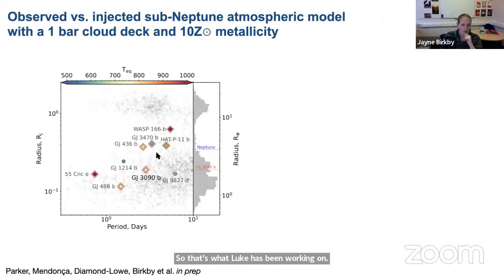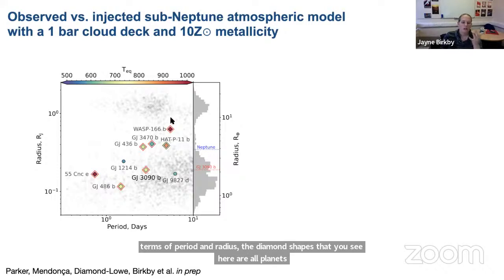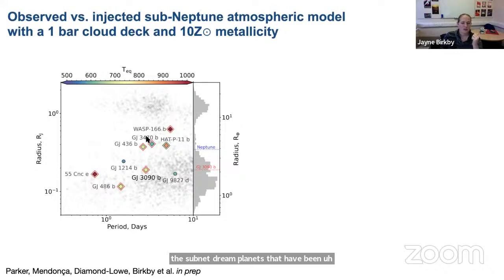So we're looking at GJ 3090. We're just showing here, in terms of period and radius, the diamond shapes that you see here are all planets, the sub-Neptune planets, or things less than a Jupiter, that have been studied at high spectral resolution. And it's only HAT-P-11 that actually has a detection. Everything else is upper limits.